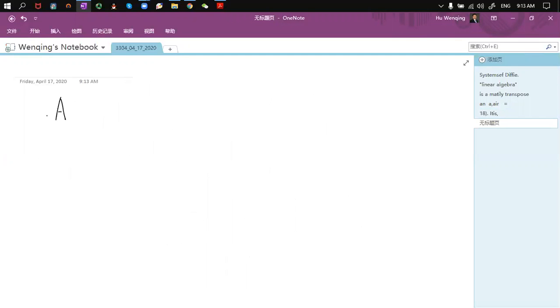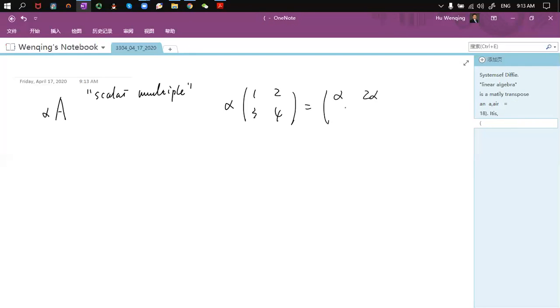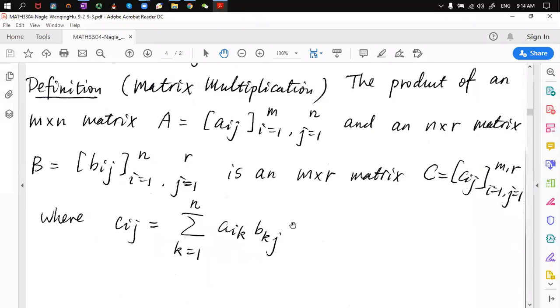If you have a matrix A, you have so-called scalar multiplication. Scalar multiplication simply means that alpha times the matrix 1, 2, 3, 4 is just alpha, 2 alpha, 3 alpha, and 4 alpha. You multiply each term in the matrix by the number. That's what we are going to call scalar multiplication of a matrix.